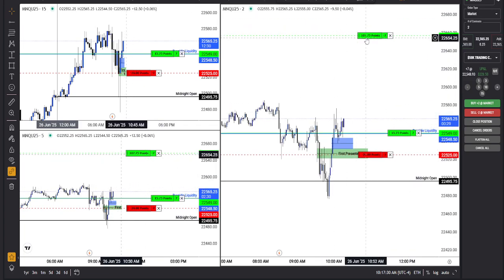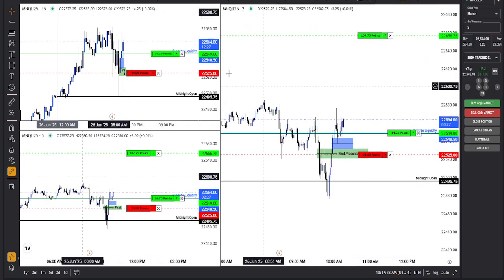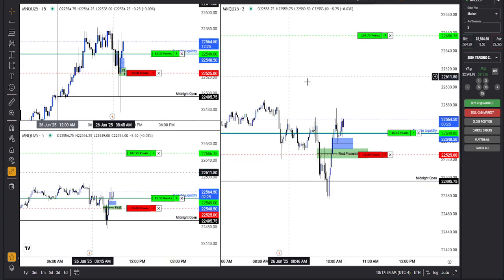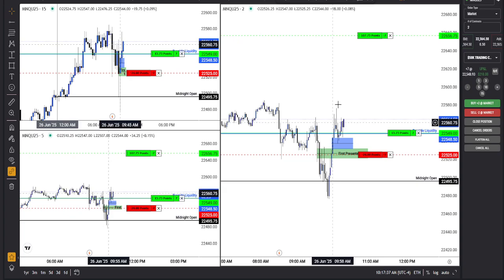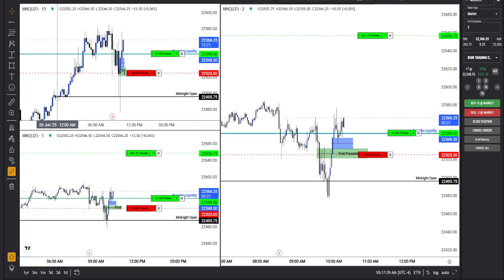I want price to reach my target up there. But I have the automatic TP right here anyway, so if it hits that, it'll just take me out of the trade. So anyways, I'll be back. I'm just going to let the trade play out.